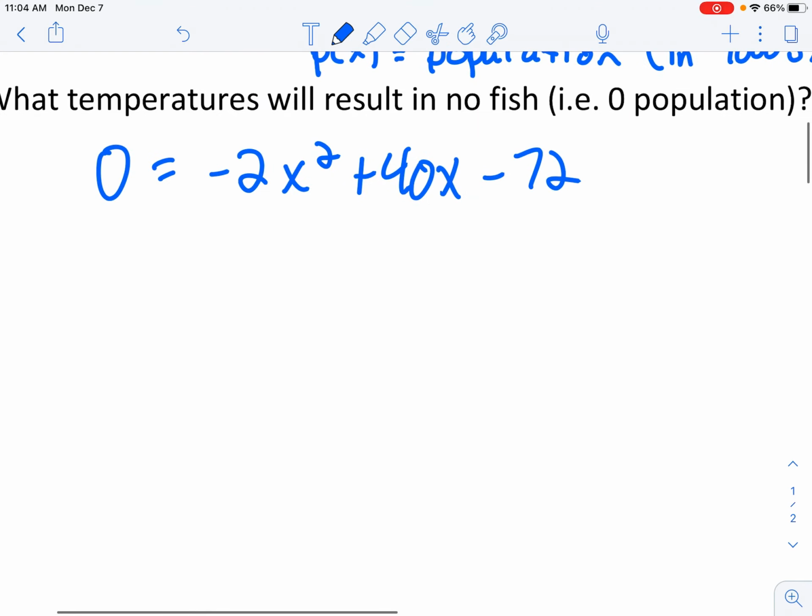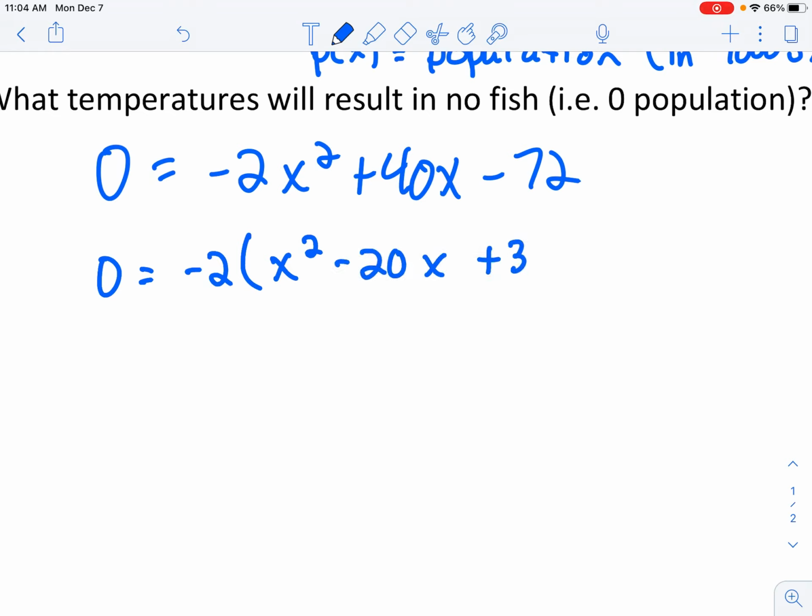Then I'm going to solve this. We're going to work through this one using algebra, but then I'll show you using Desmos how you could do this without having to do all the algebra. It all depends on what's asked of you when you are doing your tests and assignments. Okay, so I'm going to factor out a negative 2. And when I do that, I get x squared minus 20x plus 36.